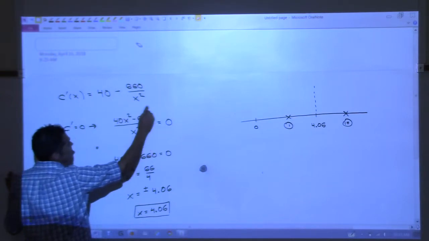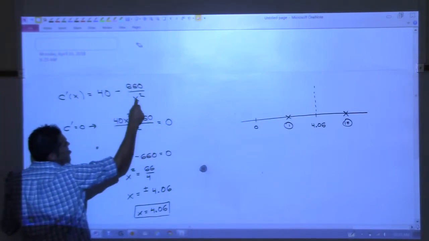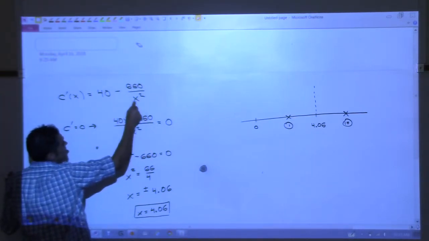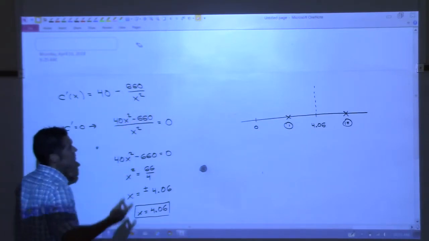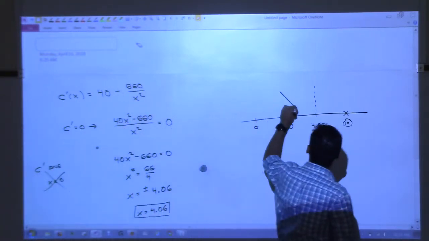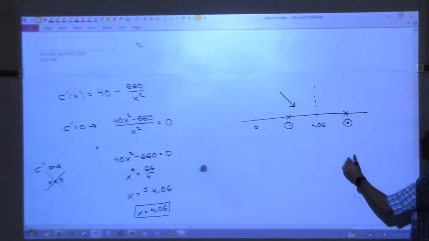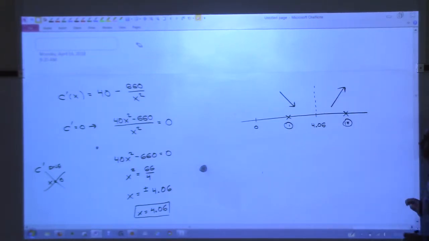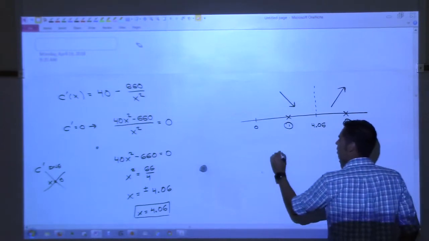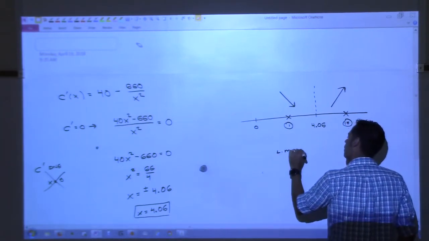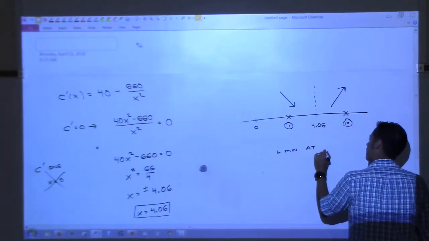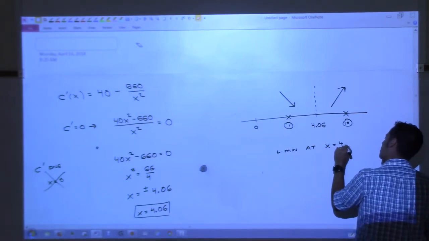Let's plug in 1. 40 minus 660. 660 over 1 is just 660. So 40 minus 660 is a negative number. So it's going to go down here. And if you plug in 10, go ahead and do it yourself. You'll see that it is positive. 4.06. Agreed? So we have a local minimum at x equals 4.06, don't we?